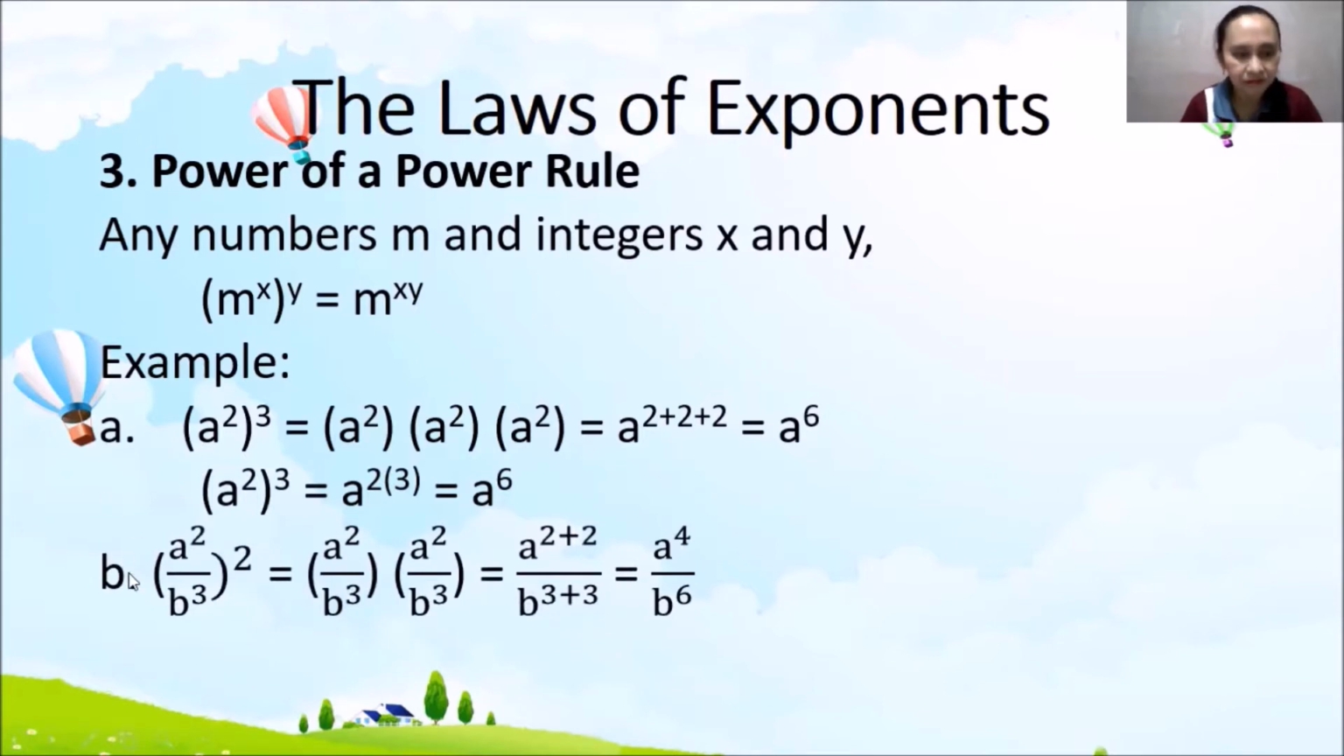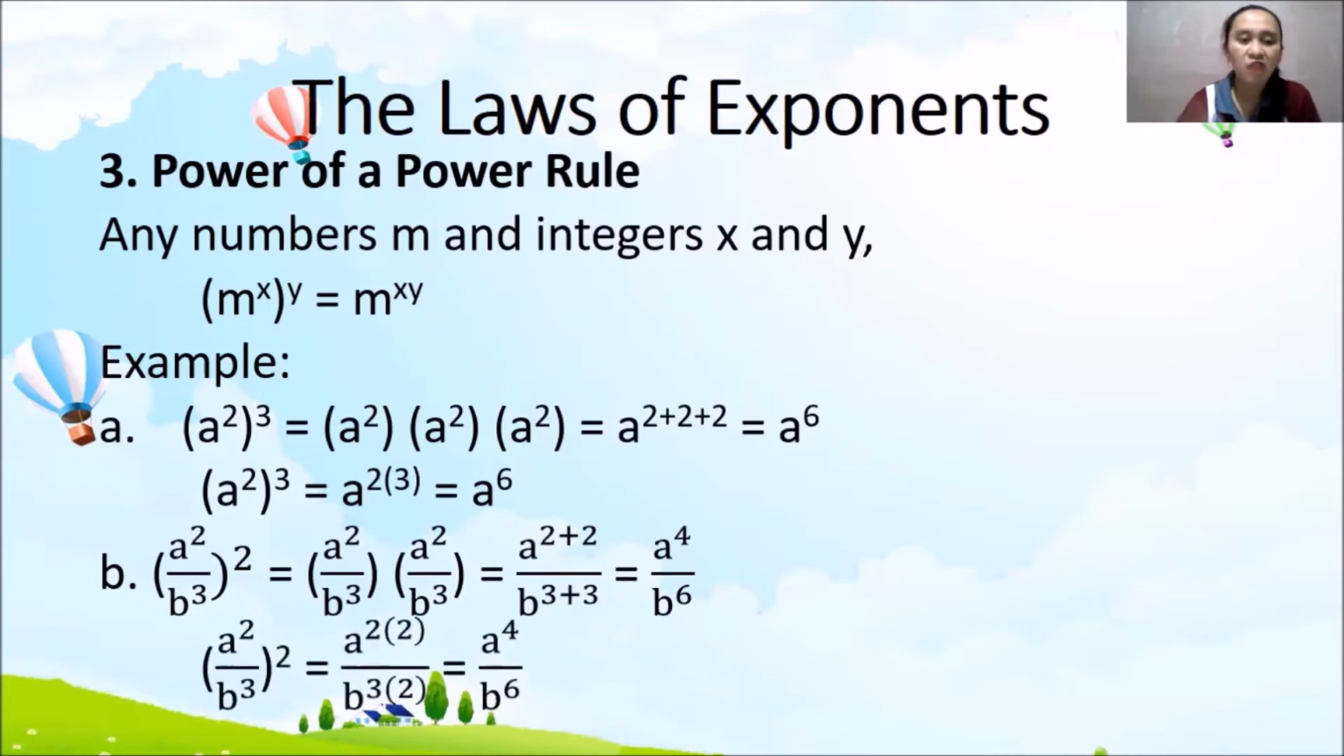Another example, the quantity a squared over b cubed raised to the exponent of 2. It means if we apply law of exponent number 1, which is the product law, a squared over b cubed times a squared over b cubed is equal to a to the exponent of 2 plus 2 all over b to the exponent of 3 plus 3 is equal to a to the 4th over b to the 6. So pwede ito pa rin. Kahit pa power of a power rule, still we can apply any laws of exponents.